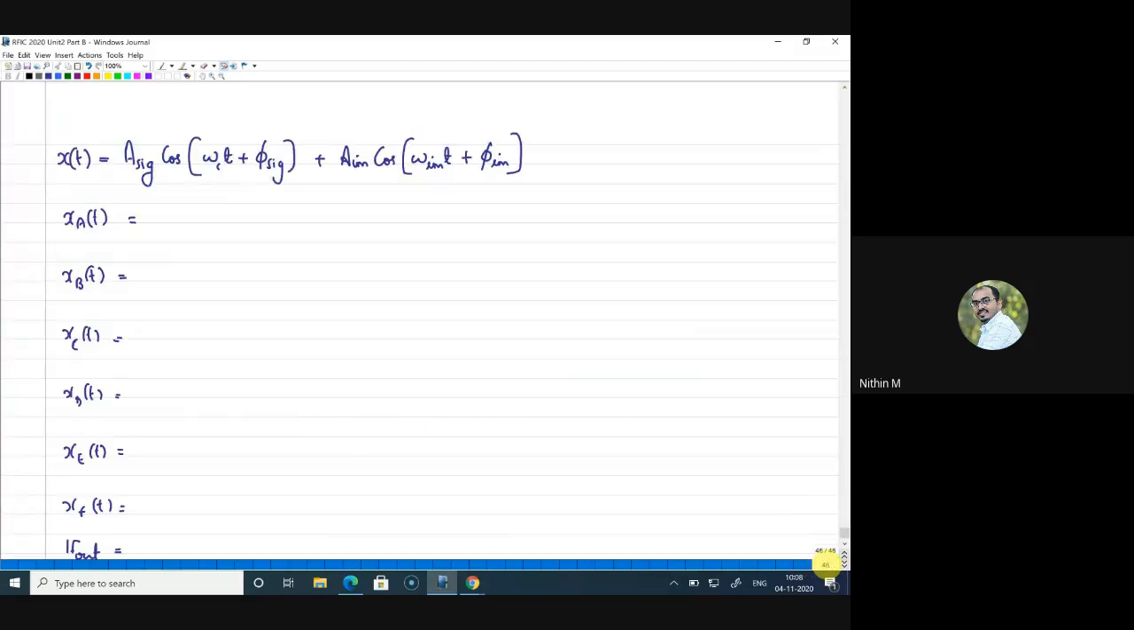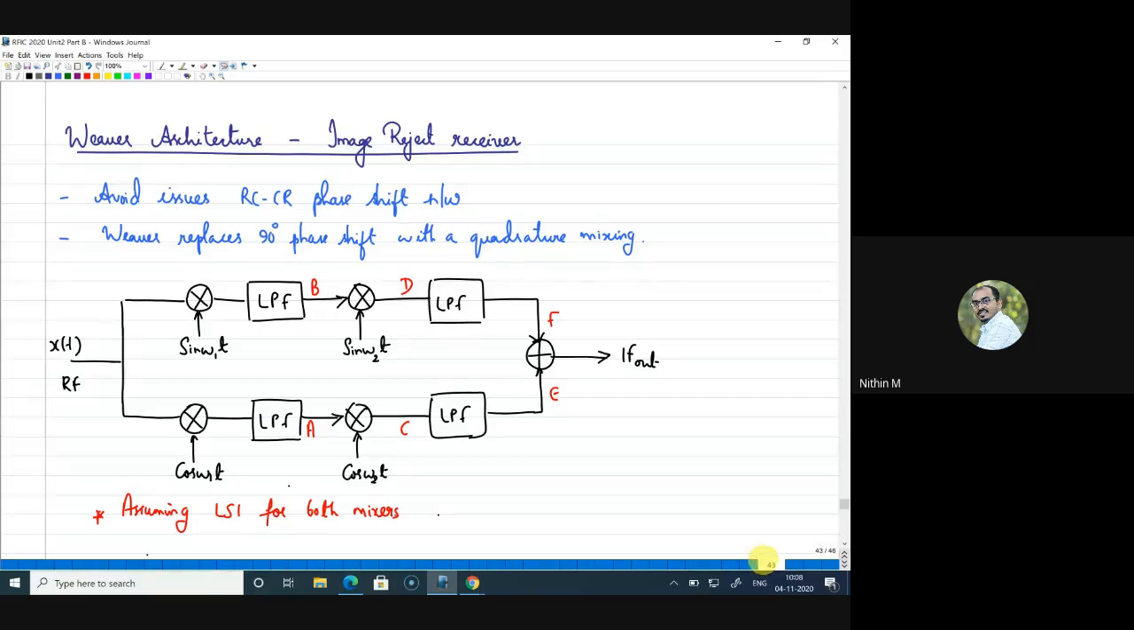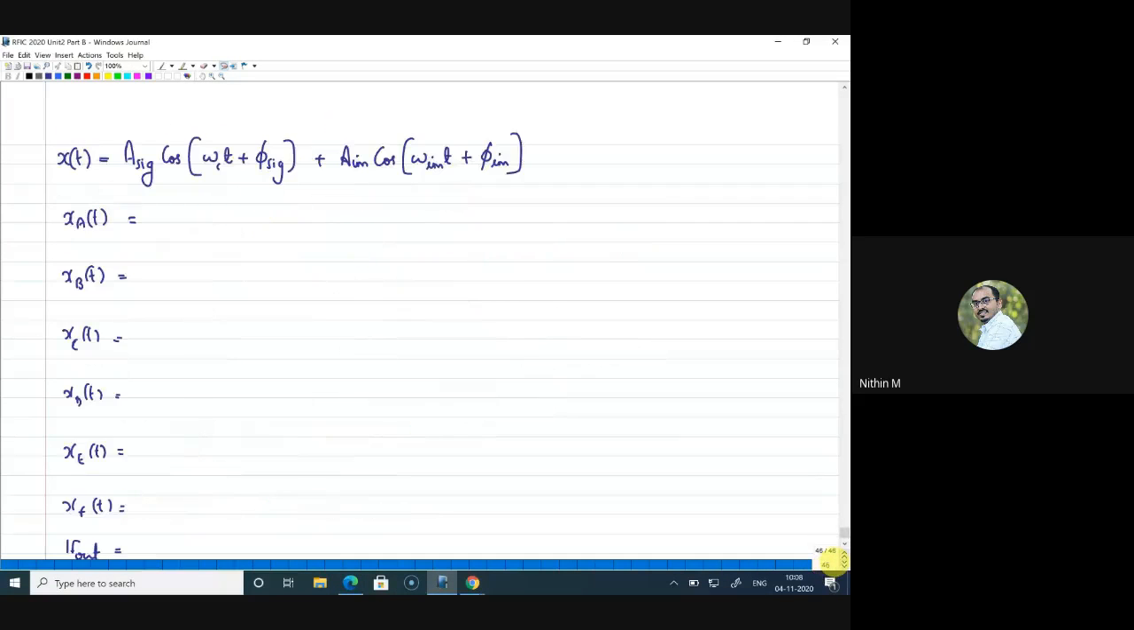Yesterday we stopped at the point where we have the signal x of t, which has a signal component and an image component. Now, at point A, the x of t component is multiplied by cos omega 1 t, then it is low pass filtered. That means the higher frequencies should be filtered. So when I write A, it will be x of t multiplied by cos omega 1 t, removing the high frequency component. So I can directly write xa of t.